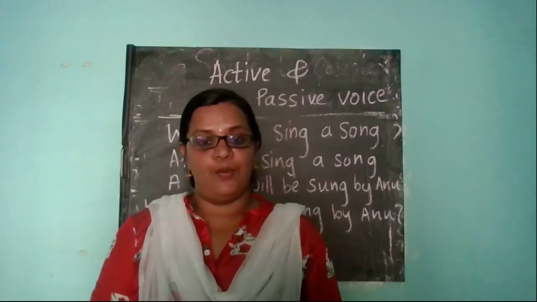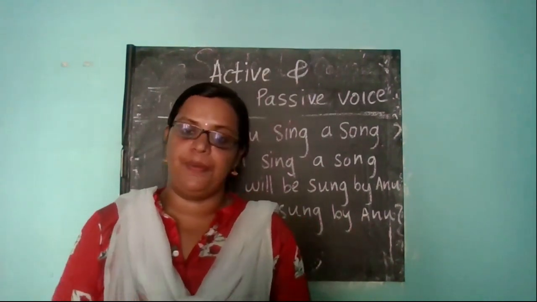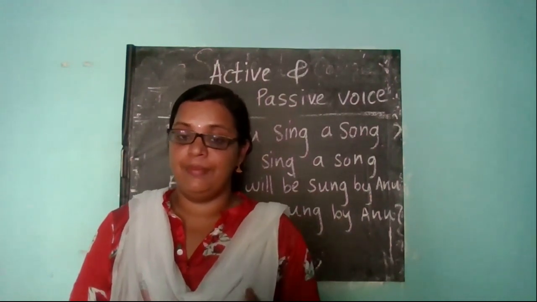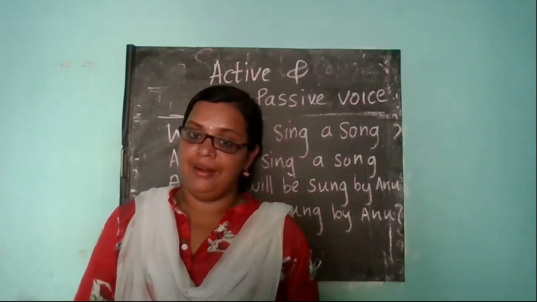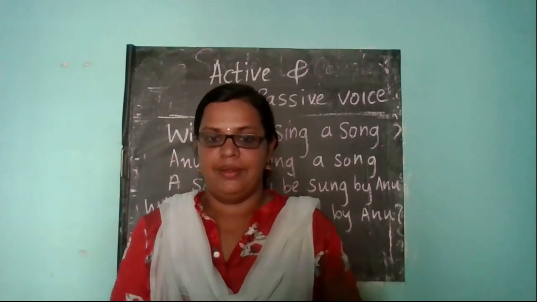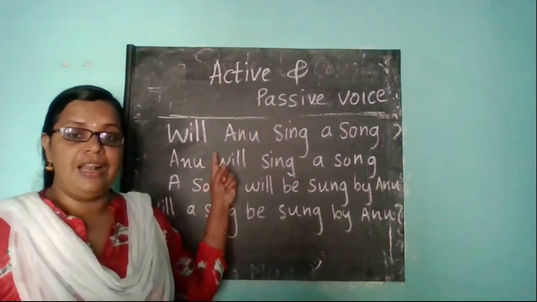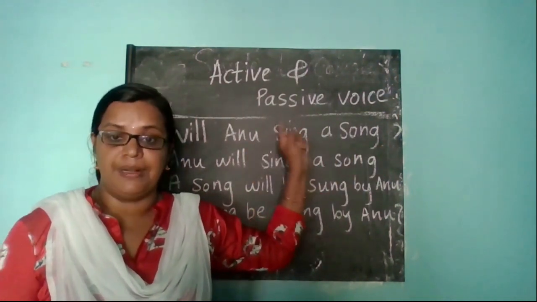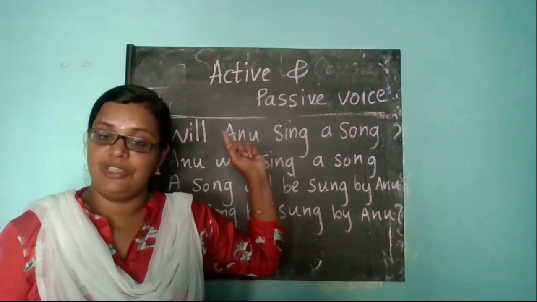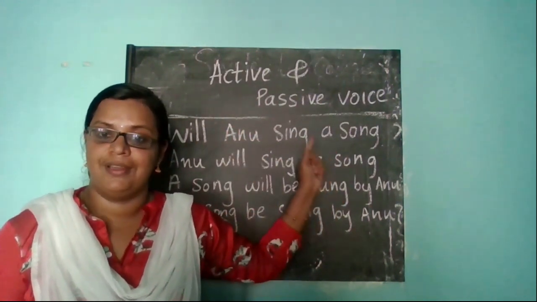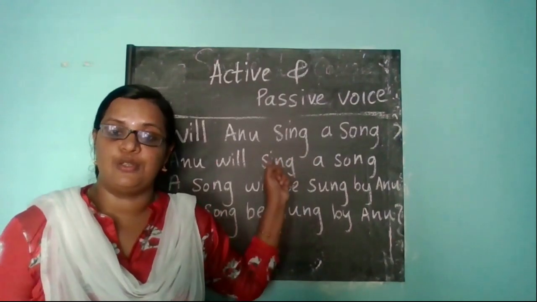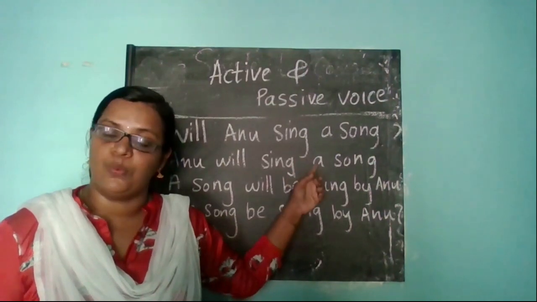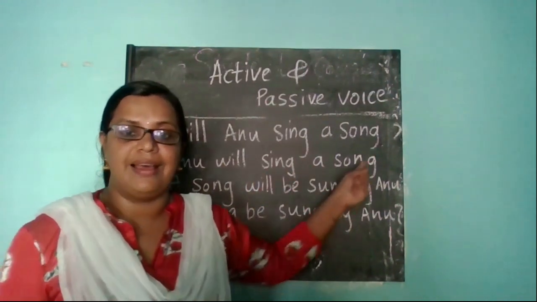Now let us see how to convert a yes or no question from active to passive if the tense is simple future. You know that for simple future there will be either will or shall. See this example. Will Anu sing a song? Yes, the sentence is in simple future. And which is our first step? We have to convert the given interrogative sentence into an assertive sentence. So start with the subject, which is Anu. Anu will sing a song.